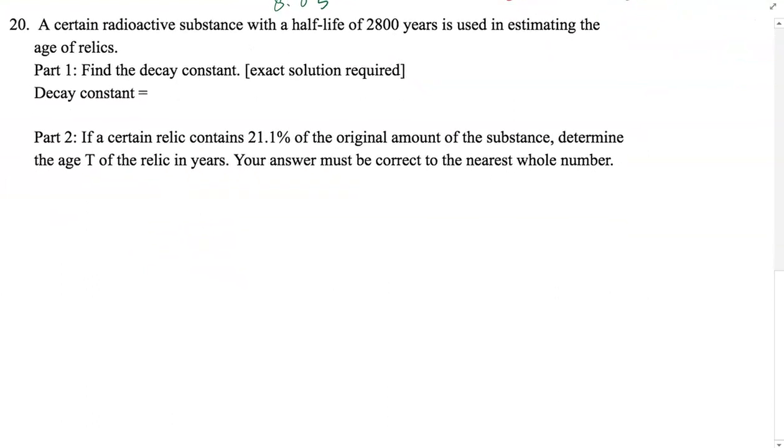Okay, let's look at a final example. A certain radioactive substance with a half-life of 2,800 years is used in estimating the age of a relic. Find the decay constant. So let's see how we set this up. We can say that A of t is equal to A sub 0 e to the kt. If it is a decaying function, let us make k less than 0, a negative number. Or we could have set it up as A sub 0 e to the negative kt, where k is greater than 0. Either way is fine.